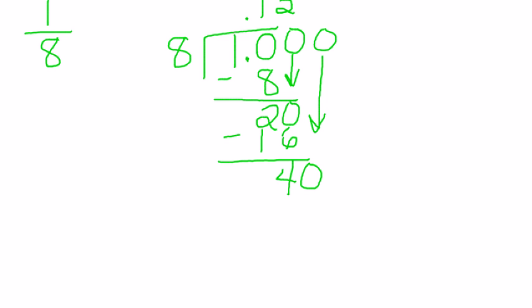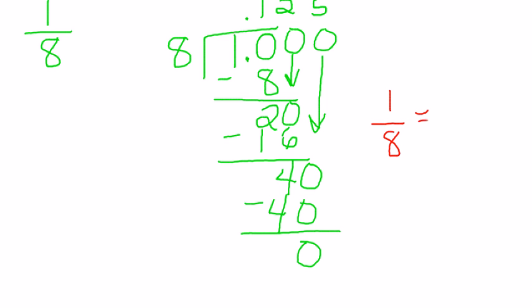Now we have 40, so how many times will 8 go into 40? Well, it will go 5 times evenly, and 5 times 8 is 40. And this time we get a remainder of 0, so that tells us we are finished. And now we see that 1/8 is equal to 0.125 as a decimal.